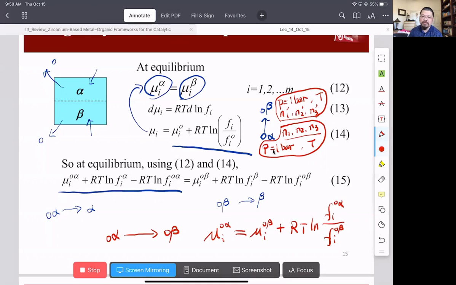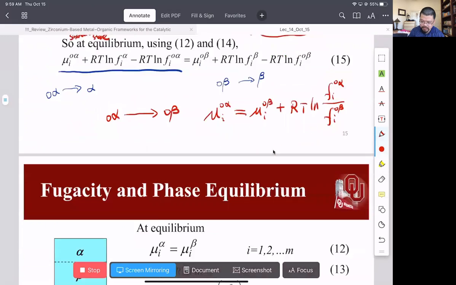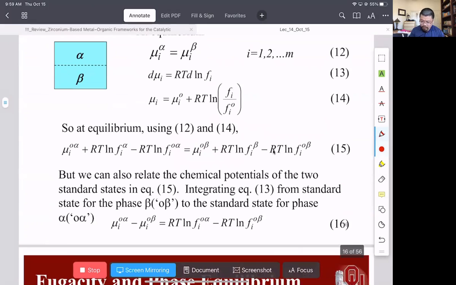Okay. So instead of using this system, we try to think of the alpha and beta at standard state. And we utilize that equation to also run for the equilibrium system at standard state. So this is indeed what I have on this slide 16.